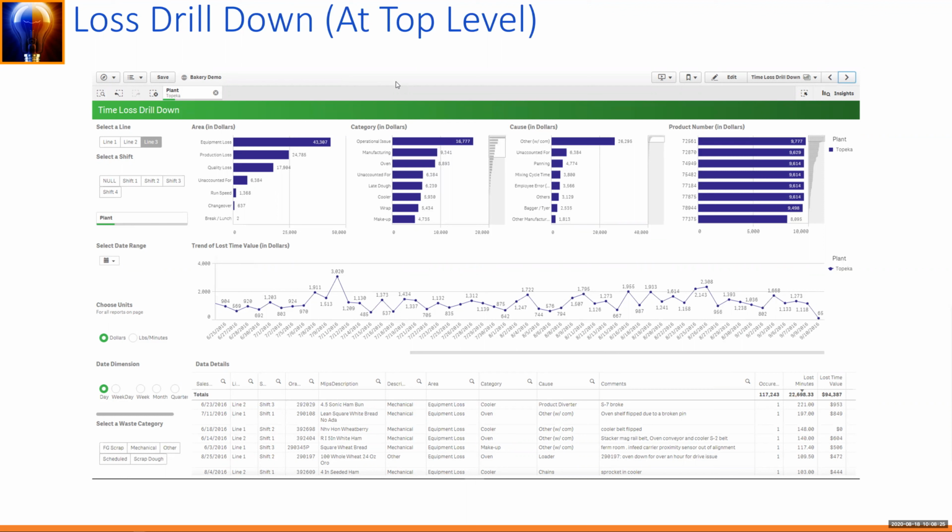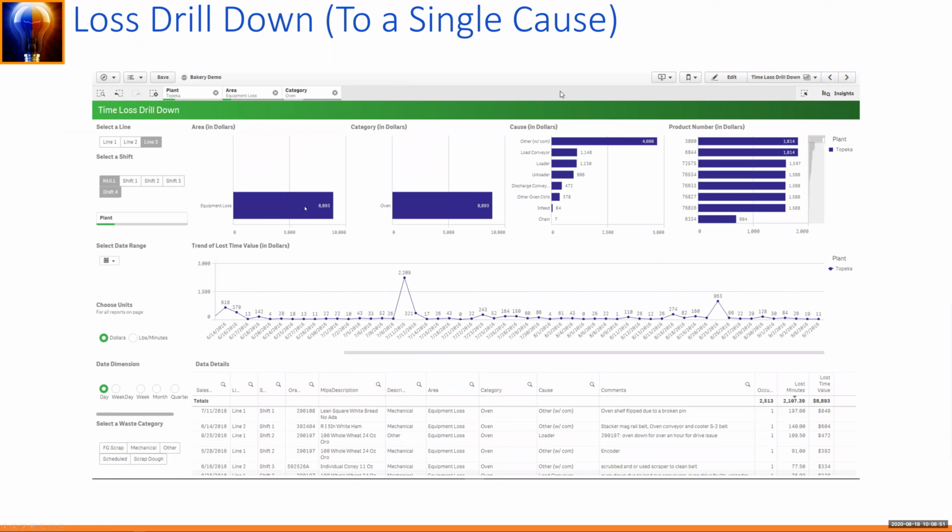So for every time that the line stopped, we actually had the operators tag, why did it stop? And we looked at what area was it? Was it an equipment loss, production loss, quality loss, etc.? And then within each one of those areas, we looked at a category and a cause within there. And if we drill down on these, we can start to look at the oven. Equipment loss was a major area of loss, and then the oven was the single biggest area within there. And then if we look at the cause, it was other, but they were putting in reasons.